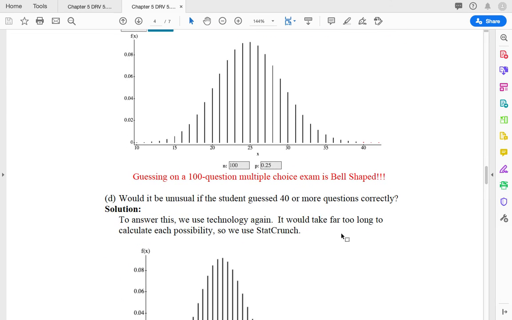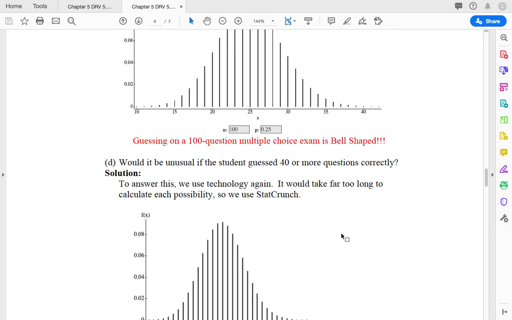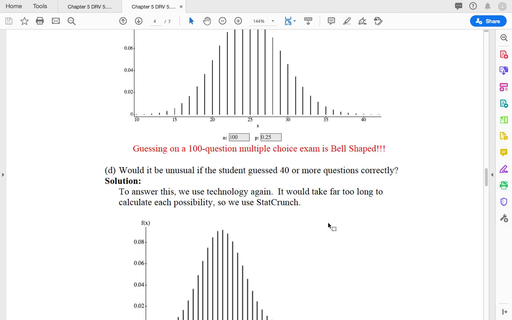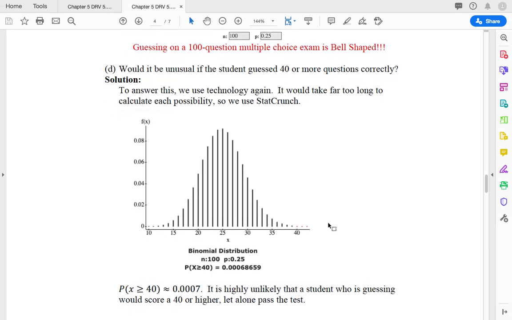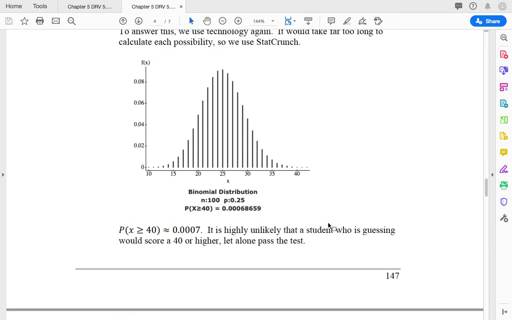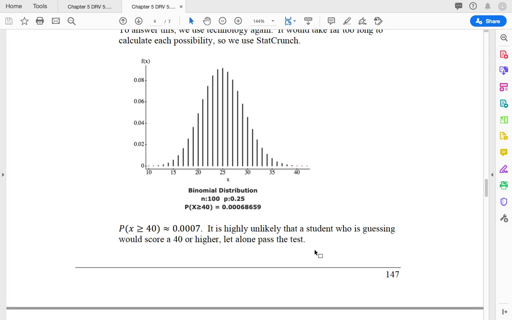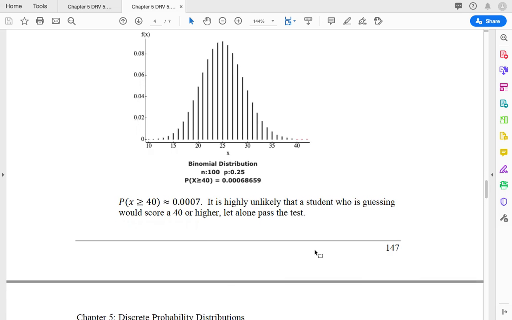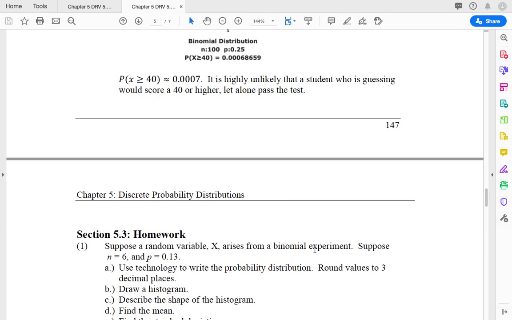So lastly, would it be unusual if the student guessed 40 or more questions correctly? Well, if you look at the picture, 40 or more, 40 is way over here at the tail. You can see these are even already marked a little bit red. It looks pretty unlikely you're going to be scoring up here. And so again, if we just go back to StatCrunch, which I did, the probability that x is greater than or equal to 40 is about 0.0007. So it's really, really unlikely that you would score a 40 or a 50 or even get a C. There's very little chance if you're just guessing.